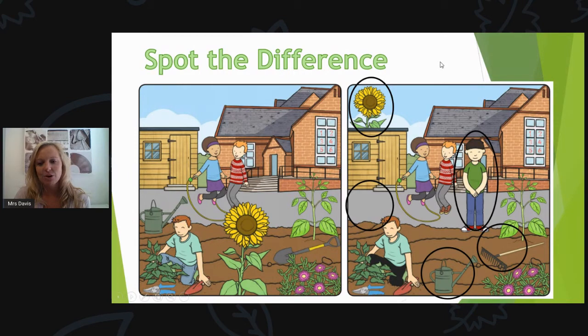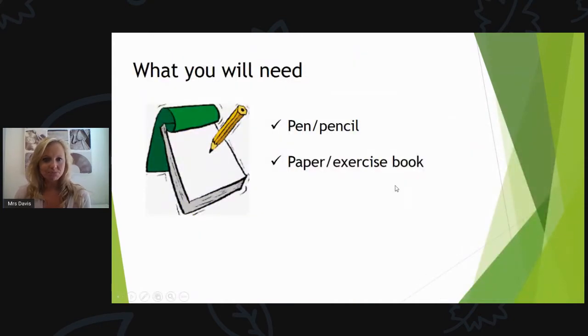And then we've got a rake instead of a spade. And then finally, this one was a little bit tricky. There's actually 5 flowers there, whereas there's only 4 in this one. Did you get all of those? Fantastic job if you did. Well done. Okay, now we've got our observation eyes turned on.